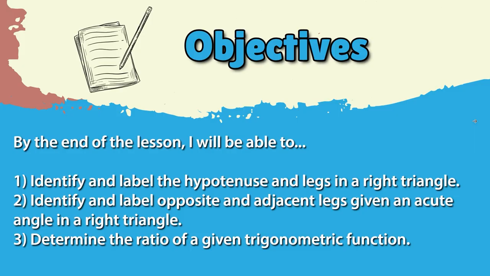All right, the objectives of this lesson. By the end of this lesson, you will be able to identify and label the hypotenuse and legs in a right triangle. Identify and label opposite and adjacent legs given an acute angle in a right triangle. Determine the ratio of a given trigonometric function.